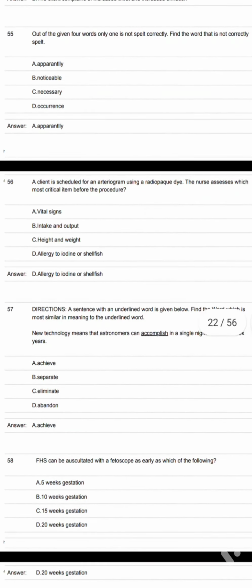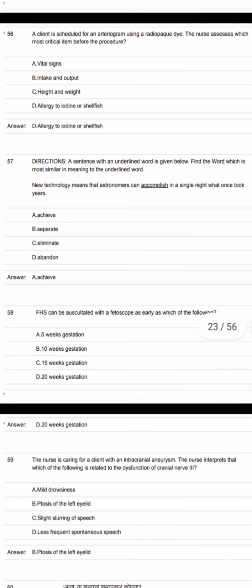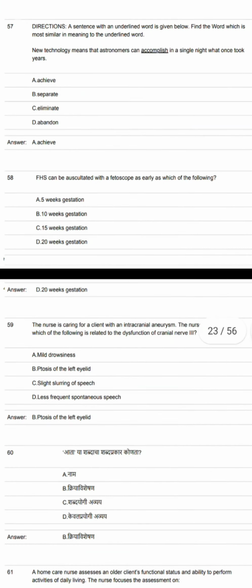58 MCQ. FHS can be auscultated with a fetoscope as early as which of the following? The answer is D. 20 weeks of gestation.